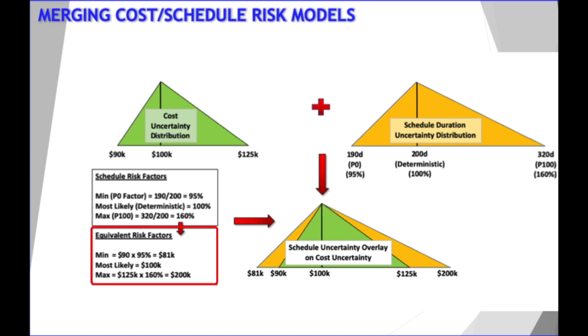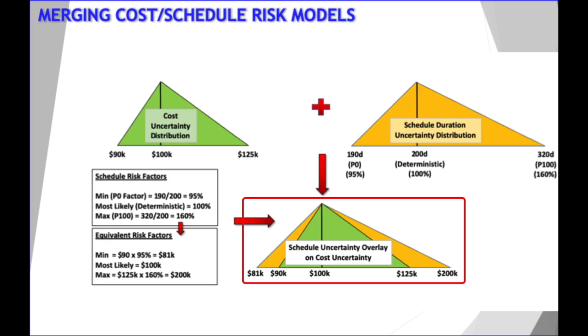So our blended cost schedule risk distribution will be minimum equals 90,000 times 95% equals $85.5 thousand. Most likely equals $100,000. And maximum equals 125 times 160% equals $200,000.